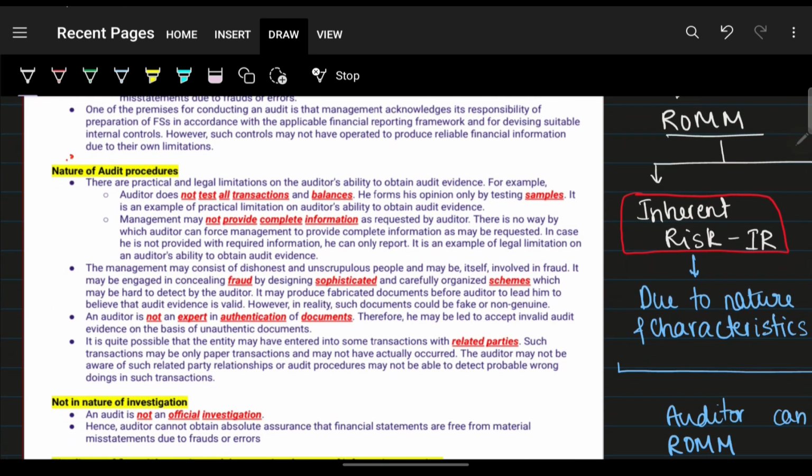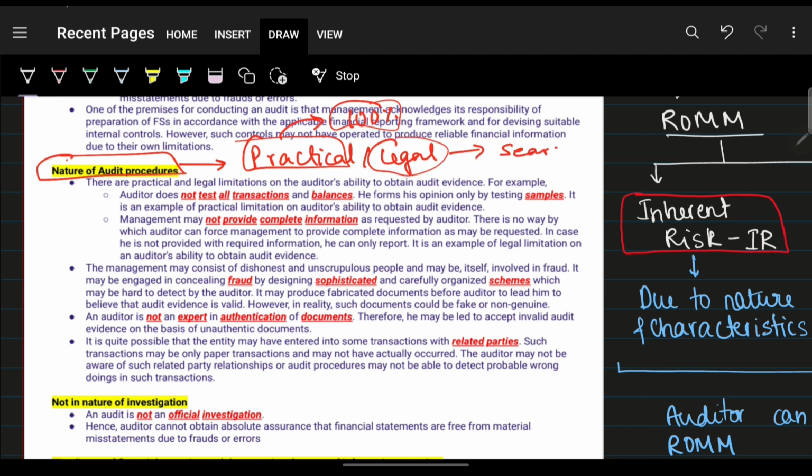Okay, next is the nature of audit procedures. As soon as I say nature of audit procedures, what are the two things? Practical and legal should come to mind, as there are practical and legal limitations. What are the practical limitations? You cannot apply audit procedures to 100% of the transactions, or all the transactions cannot be checked, right? What are the legal limitations? We cannot conduct searches. We cannot take sworn statements, right? We'll go through all of this also.